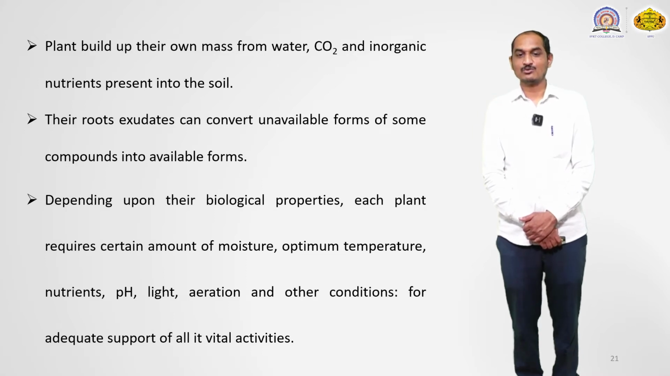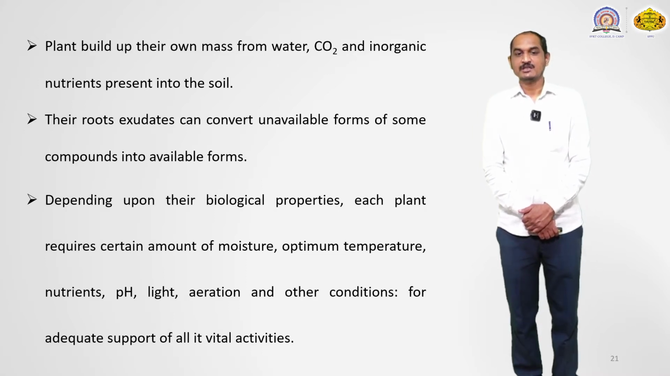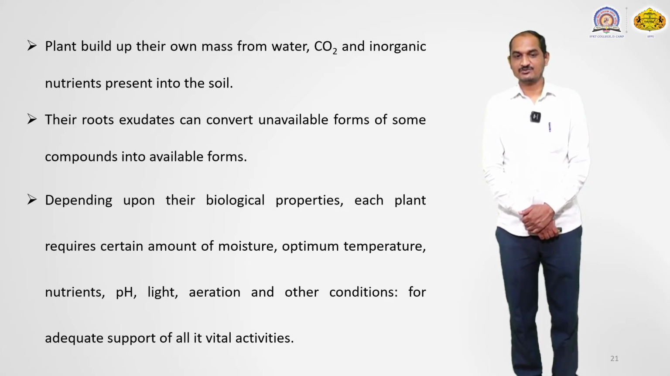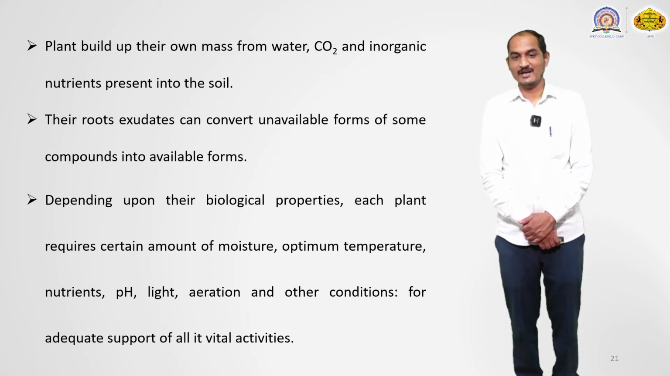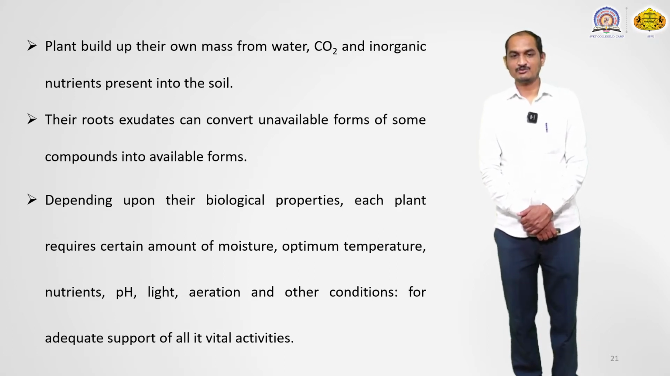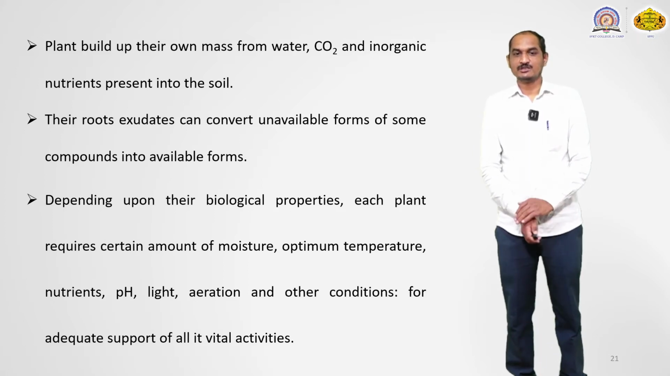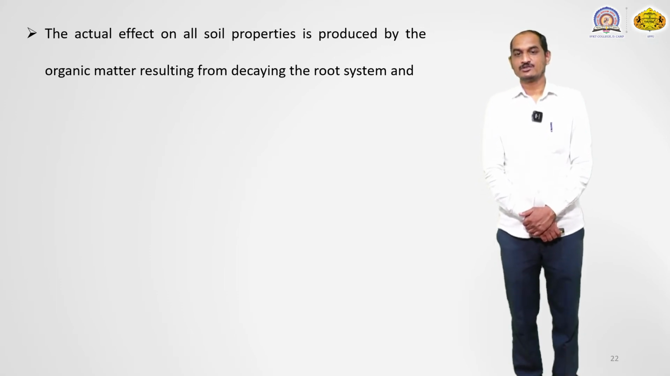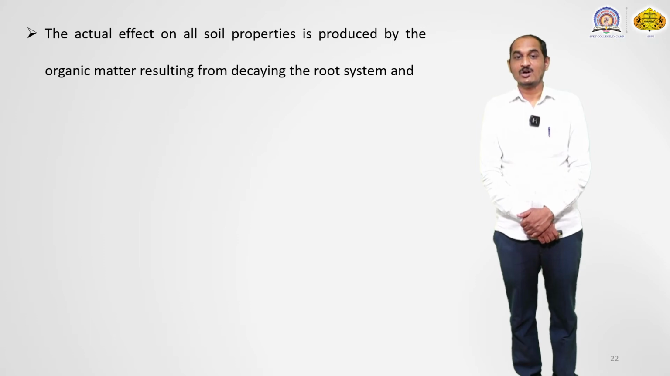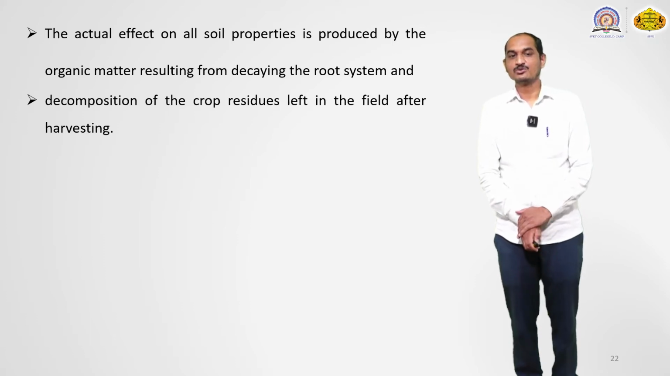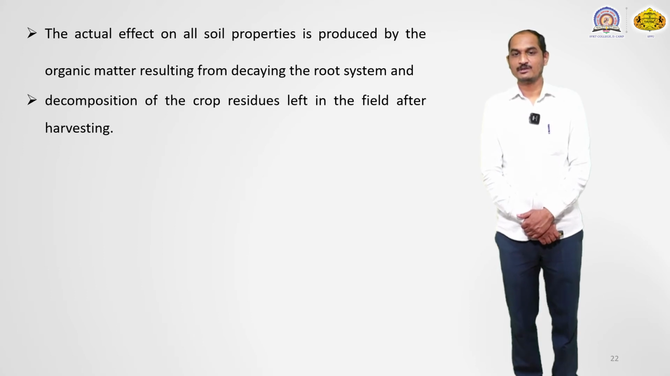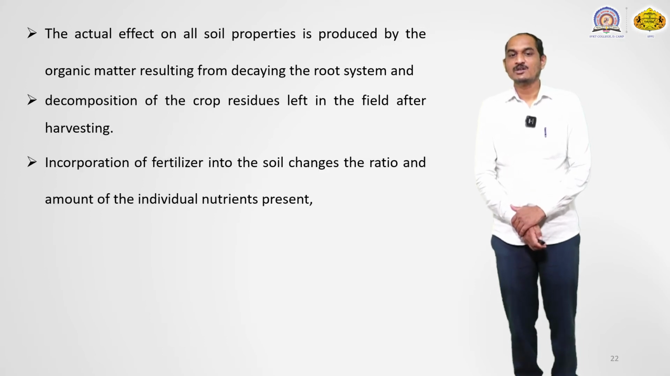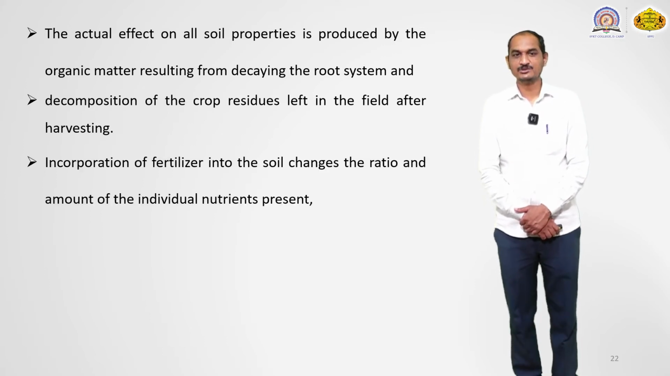Each plant requires a certain amount of moisture, optimum temperature, nutrients, pH, light, aeration and other conditions for the support of all its vital activity. We know that there are different types of parameters on which the growth of any plant depends. The actual effect on all the soil properties is produced by the organic matter resulting from the decaying root system and the decomposition of the crop residue left in the field after harvesting. All this is the organic matter which decays into the soil.